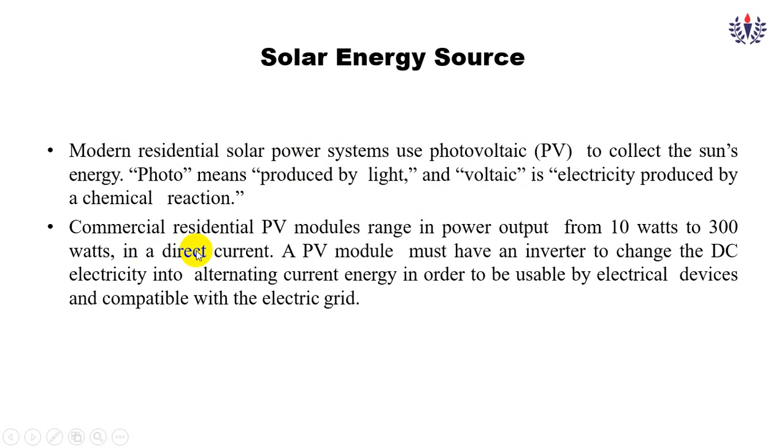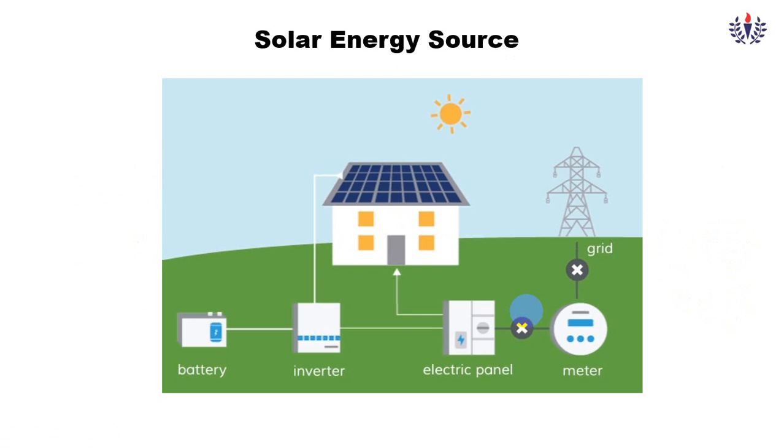So the range of the PV cells will be from 30 watts to 300 watts. It is DC, so we have to use an inverter to change the DC to AC in order to get a usable form, because universally we are using AC more. So we have to convert it, and we can give it to the electrical grid also.